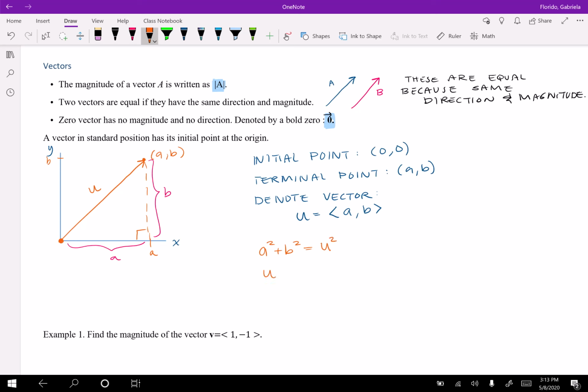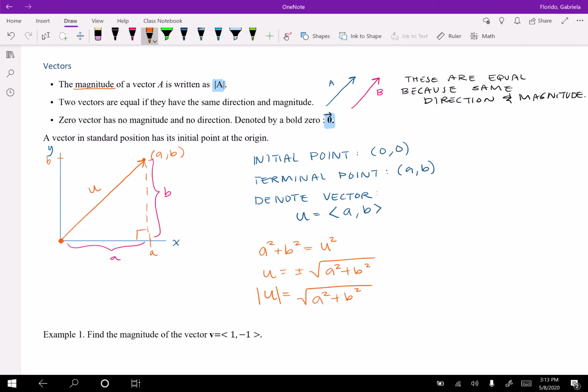That means we're going to have u equal to plus or minus the square root of a squared plus b squared. But again, remember, this is a length, the length of a vector, so we're only going to focus on the positive of the plus or minus. So the magnitude of u is going to be equal to the square root of a squared plus b squared. Don't forget that we have this little notation where we trap the u in these bars, and that means we have the magnitude of a vector.